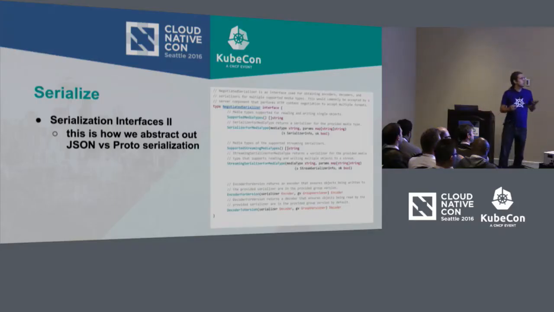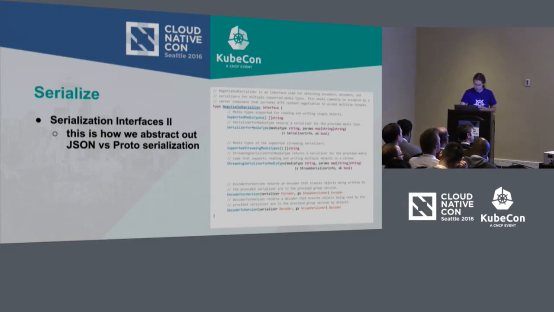Let's see, I forgot what I was going to say. Yeah, so you have a blob, you don't know if it is Proto or JSON. We have an interface to manufacture a serializer for you. Oh, I remember what I was going to say. I'll say it on the next slide.